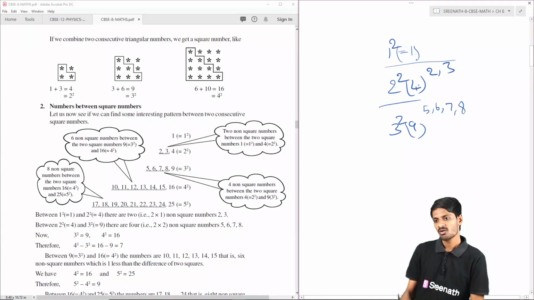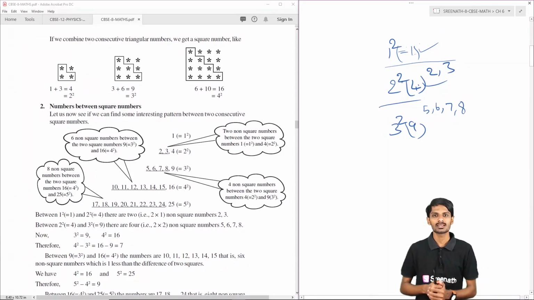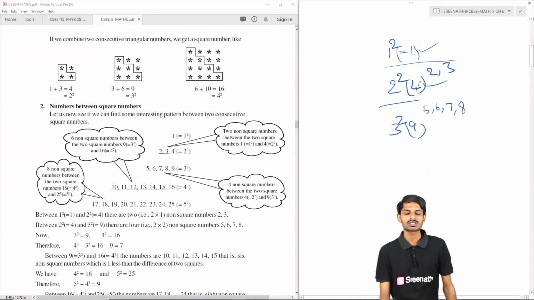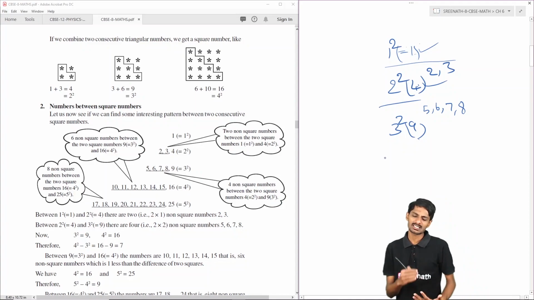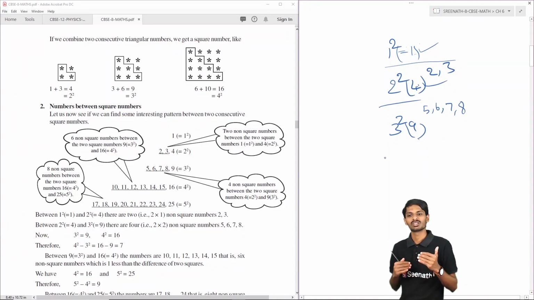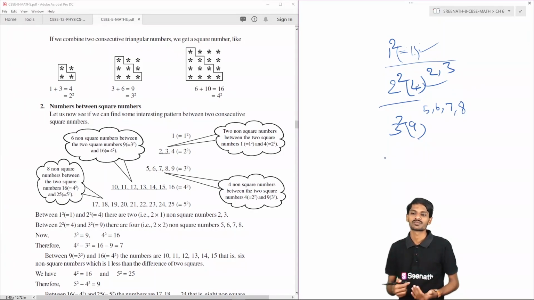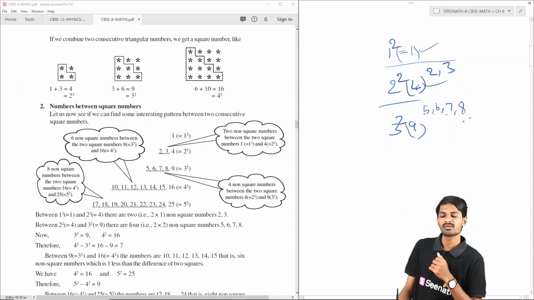successive square numbers. 1 is a square number and 4 is a square number. These two are the successive square numbers. So between these two successive square numbers, how many non-square numbers are there? Here 2 and 3 are the non-square numbers. And coming to 4 and 9, these two are the successive square numbers. And how many non-square numbers are there between these two successive square numbers? So between these two, 5, 6, 7, 8, 4 non-square numbers are there.